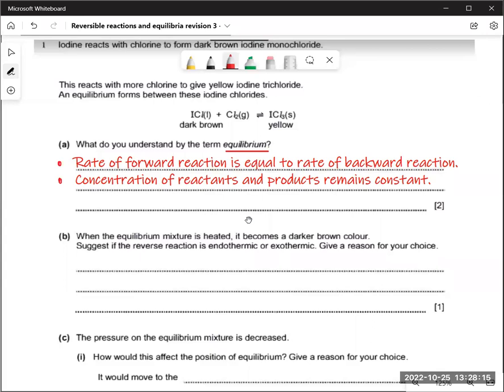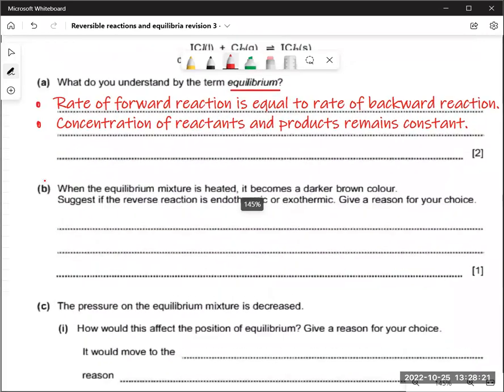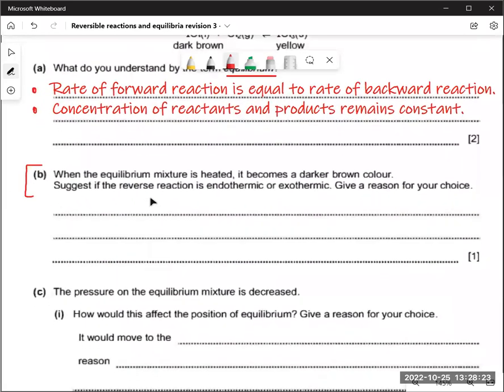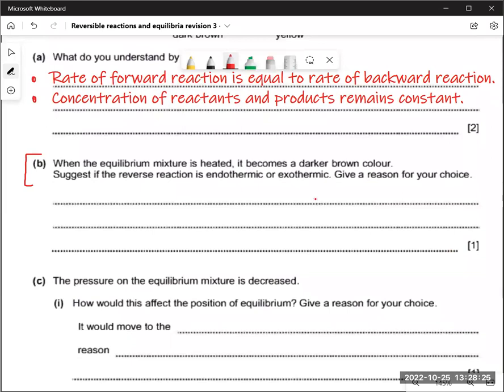Done. All right. Now, read the next question. When the equilibrium mixture is heated, it becomes a darker brown color. Suggest if the reverse reaction is endothermic or exothermic. Give a reason for your choice.